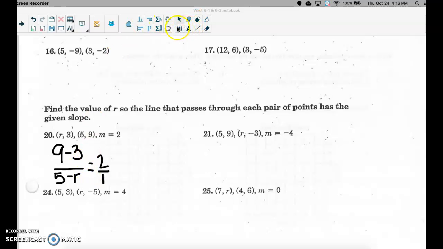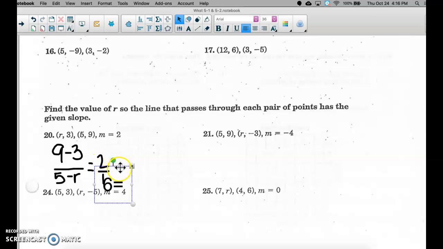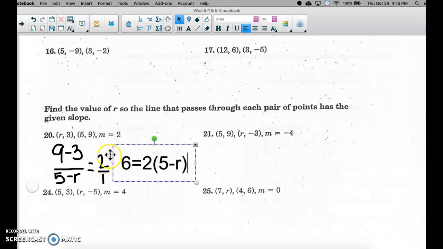And just a throwback to cross multiplication, we multiply top down, bottom up. So now I'm going to go back to typing here quick. 9 minus 3 is 6, and that equals 2 times 5 minus r. And remember, because I'm cross multiplying, this term has to go to both of these, so I put it in parentheses. Now I can just simplify and solve the way I'm used to.